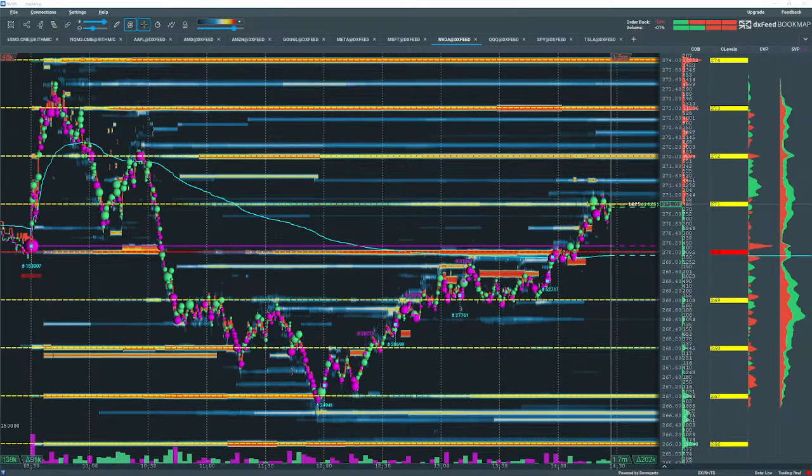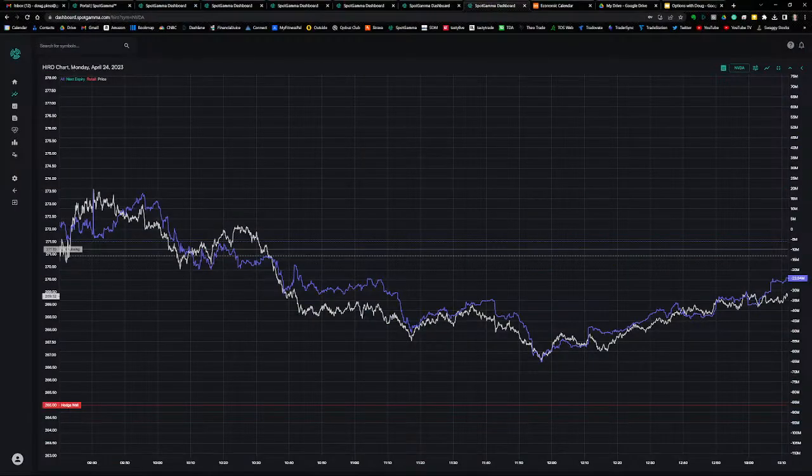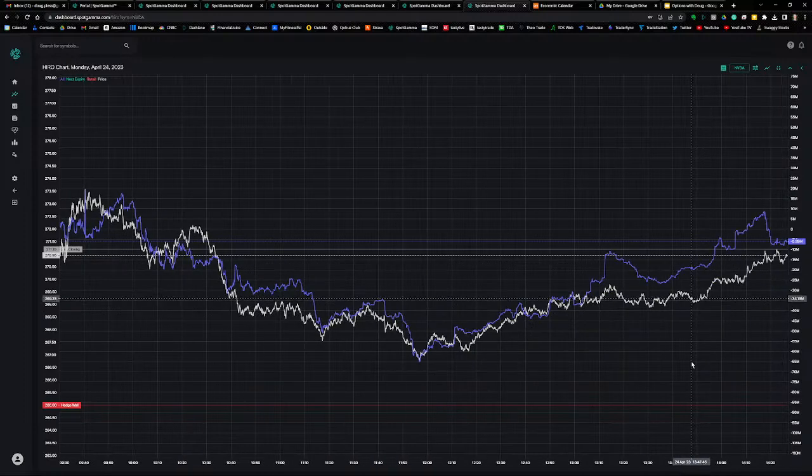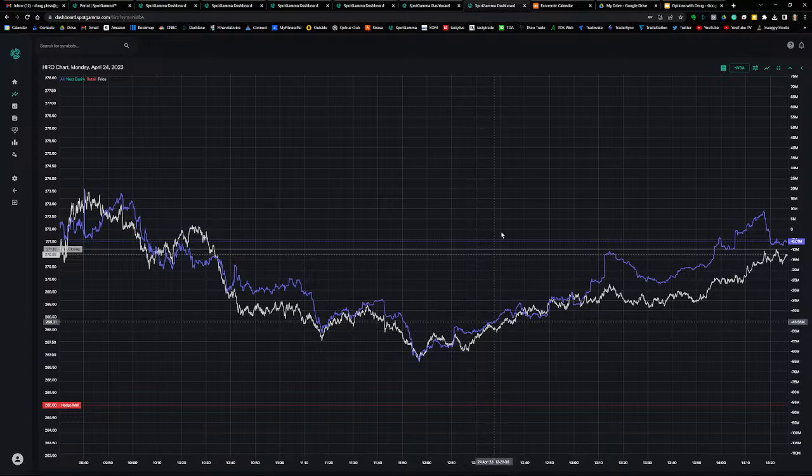Let's go back to Hero and see if there were any gamma levels in play. And no, the hedge wall down below is at 265, and that's not in range today. And note the shift higher again around noon as traders started taking positive delta positions.